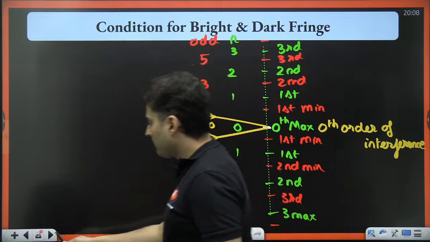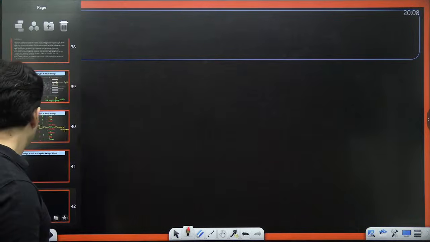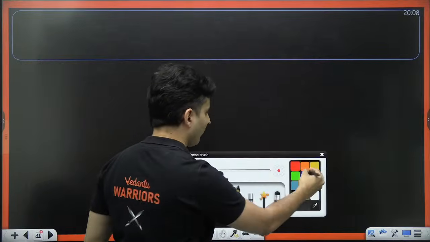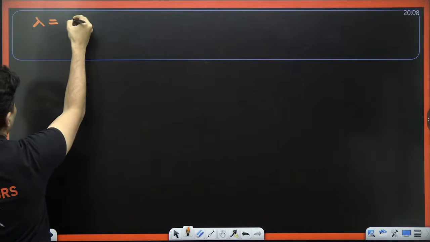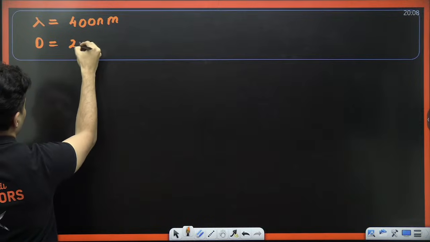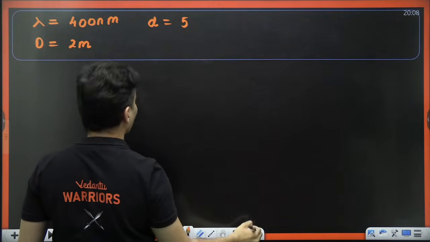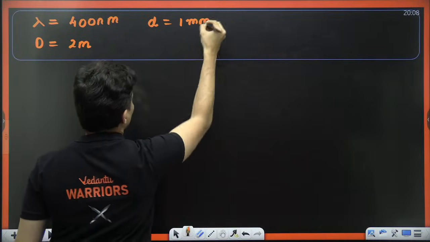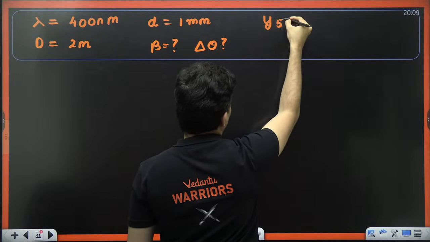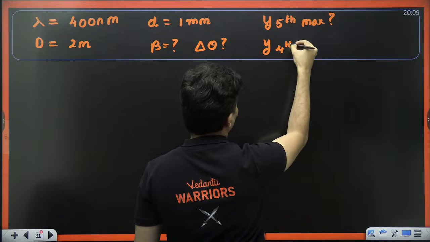Cool. Okay, let's probably now do some simple logical questions so that you get a hang of it. In fact, a few logical questions. Imagine I tell you that the wavelength of the light used is 400 nanometers. The distance between the screen and the slits is 2 meters. The distance between the slits themselves is, let's say, 1 millimeter. Question is, find the fringe width, find the angular fringe width, also find the position of the fifth maxima, where it is, also find the y coordinate of the fourth minima.